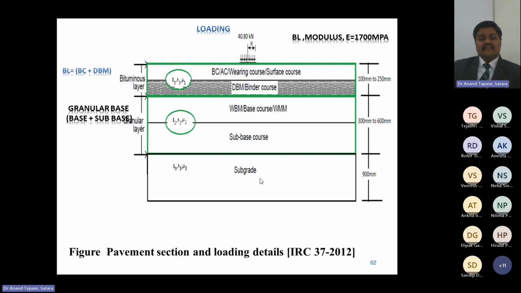So these are the various thicknesses, and here on the second part you can see 100 mm to 250 mm should be the thickness of the bituminous layer. Both layers are considered as one bituminous layer, wherein the topmost part is the BC, AC wearing course or surface course, and next to that the second layer is DBM or the binder course. The combination of these has to be between 100 mm and 250 mm as per the guidelines.